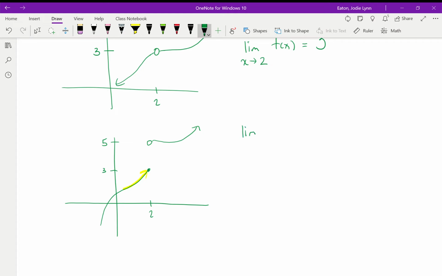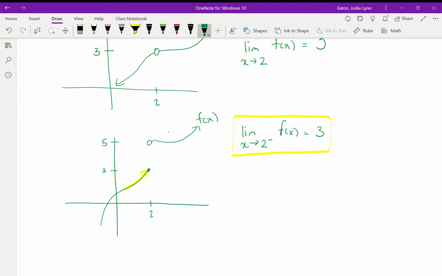So we would say the limit as x approaches 2 minus. So why minus? Because we're coming from the negative x direction. So it's not which direction you're going, it's which direction you are coming from. So the limit as x approaches 2 minus, or the limit as x approaches 2 from below, of f of x. And let's label this f of x just to be super clear. Okay. So the limit as x approaches 2 minus of f of x equals 3. So this is our yellow, coming from the yellow direction.